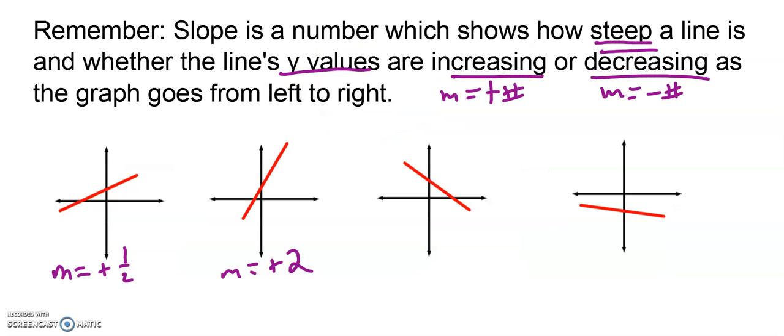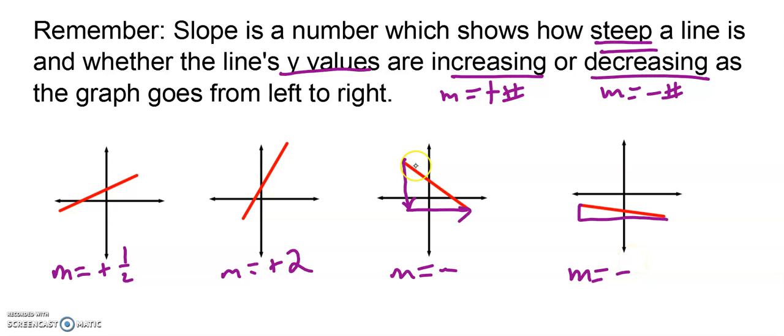Now, going back, in this case, this line is going downhill from left to right, so it has to have a negative slope since my y's are getting smaller. I'm decreasing as I go from left to right. And so the same thing would be said for this one. This line's slope would have to be a negative number.